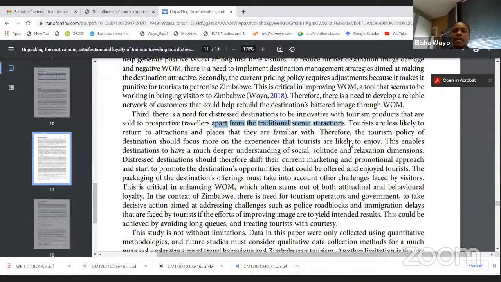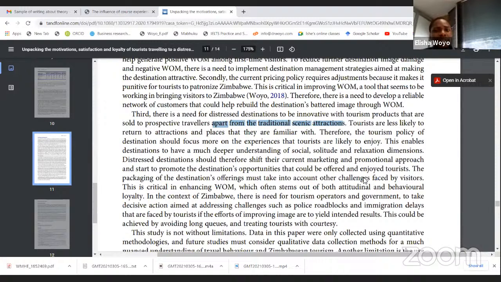Because I see Zimbabwe always sell their traditional attractions. If they don't advertise the Victoria Falls, the Great Zimbabwe, they have nothing to advertise, in my thinking. And I think your study is very interesting. Looking forward to reading about that. Because in this study, we found out that tourists are less likely to return to attractions and places that they are familiar with. I visited the Victoria Falls 2 times in my life, and I don't think I need to get back there to do it. So I always think that people will not do that.